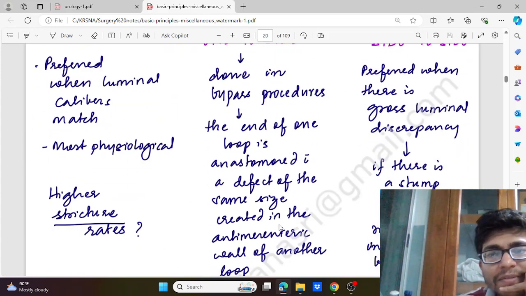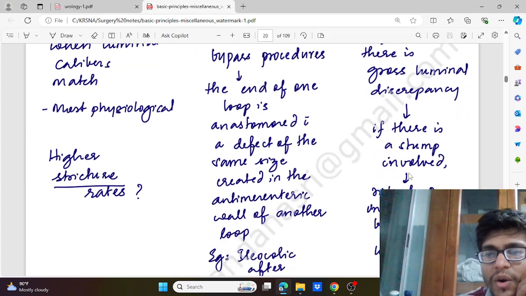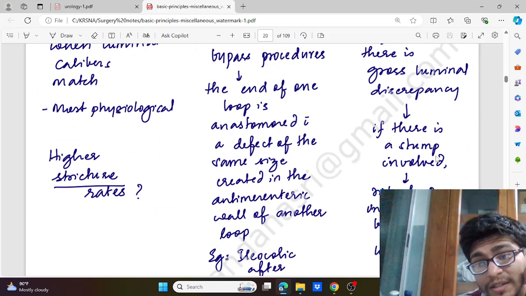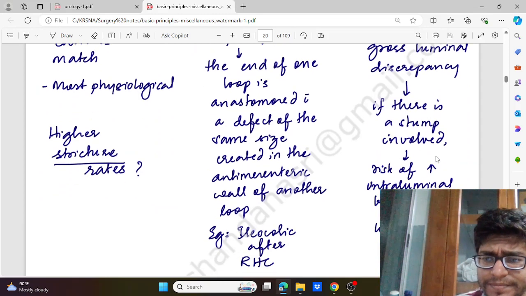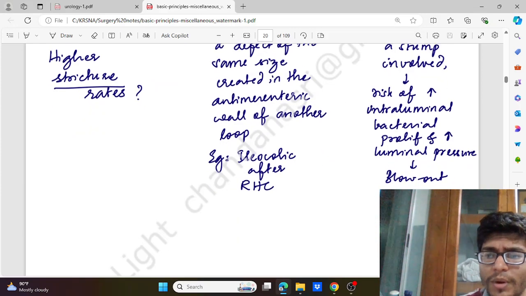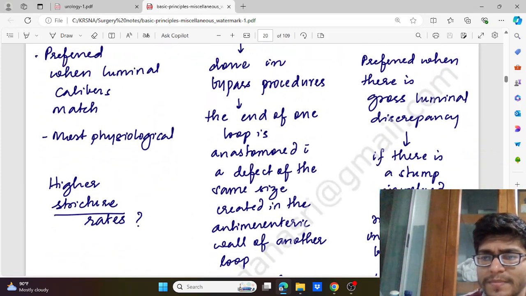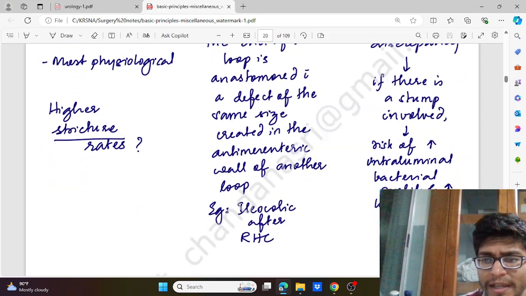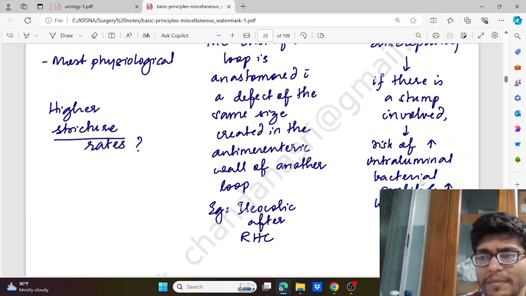Then side to side, these are preferred when there is gross luminal discrepancy, or if there is stump involvement, then there is high chance of intraluminal bacteria and proliferation of the bacteria and increased luminal pressure, and will result in blowout. So side to side is preferred when there is gross luminal discrepancy and if there is involvement of a stump and chances of increased intraluminal bacteria and proliferation and causing intraluminal pressure increase, causing blowout.